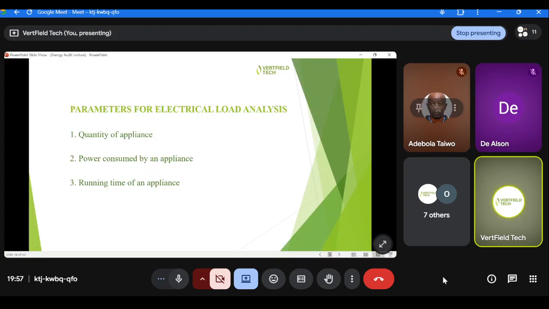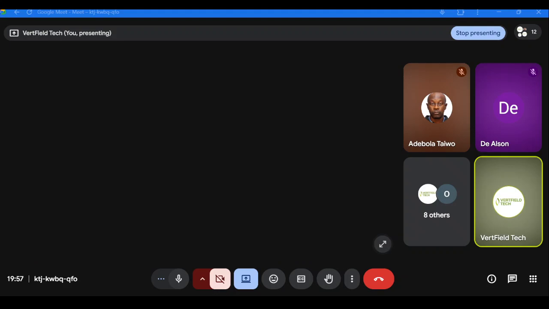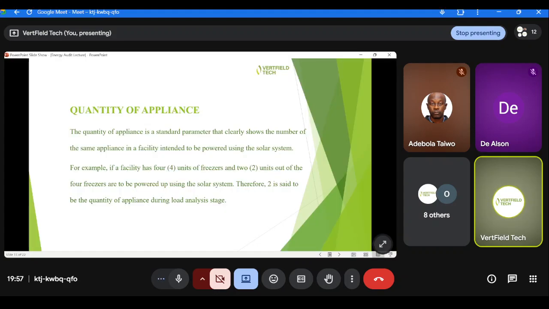So, parameters for electrical load analysis. These are those missing items on that table: quantity of appliance, power consumed by an appliance, and the running time of an appliance. These are standard parameters which will help you to carry out a holistic energy audit in terms of electrical load analysis on this facility. Let's take them one after the other.